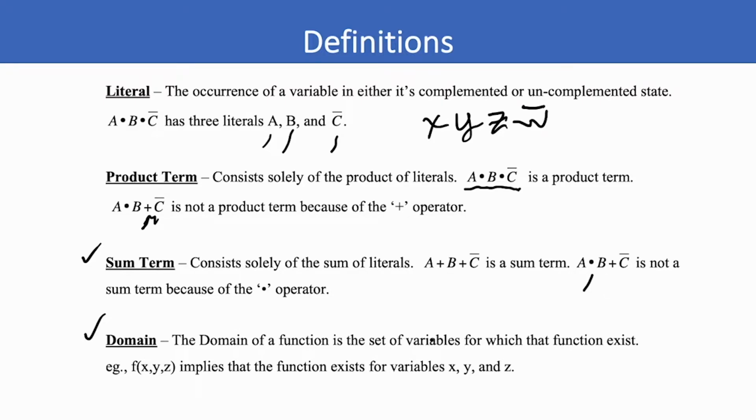The domain of a function is a set of variables for which that function exists. For example, function of x, y, z implies that a function exists for variables x, y, and z. If you had a function of a, b, c, for instance, f of a, b, c, the only literals that can occur in that function are a, b, and c in either their true or complemented form.